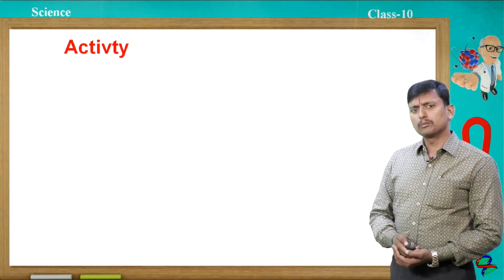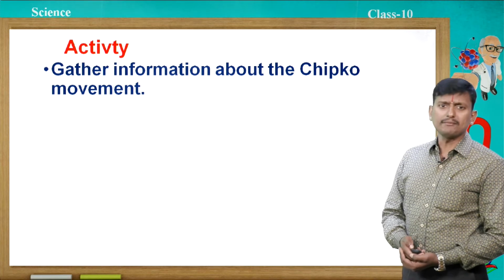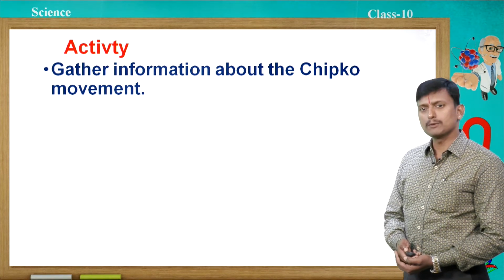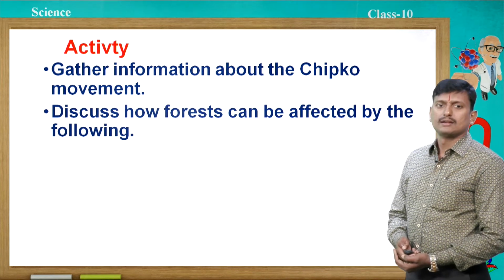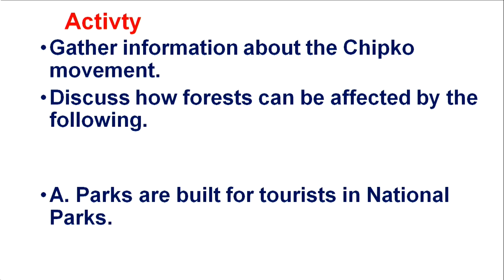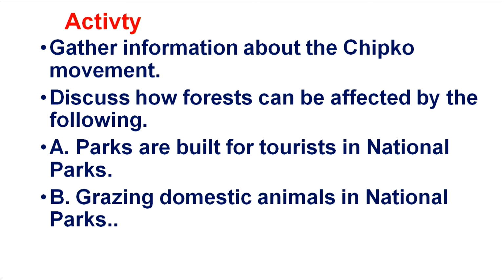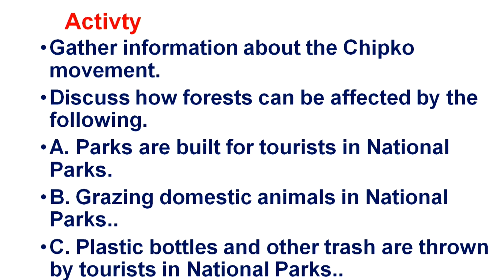Now, I am going to give you an activity. Gather information about the Chipko movement. Discuss how forests can be affected by the following. Number 1: parks built for tourists in national parks. Number 2: grazing of domestic animals in national parks. Number 3: plastic bottles and other trash thrown by tourists in national parks.